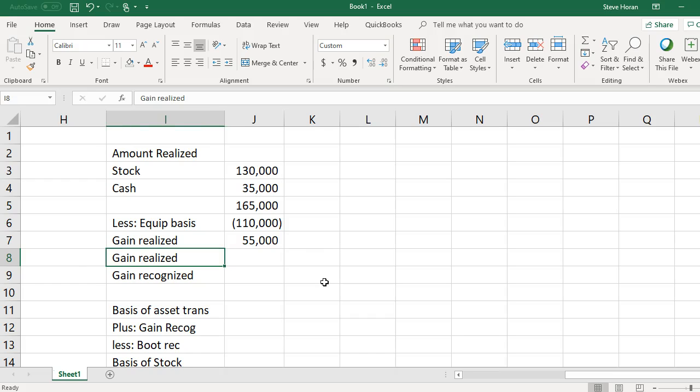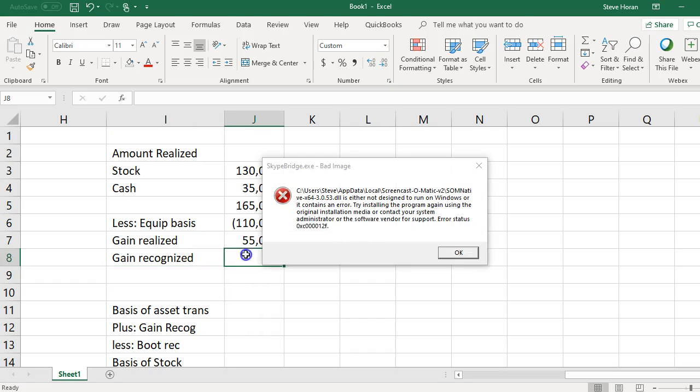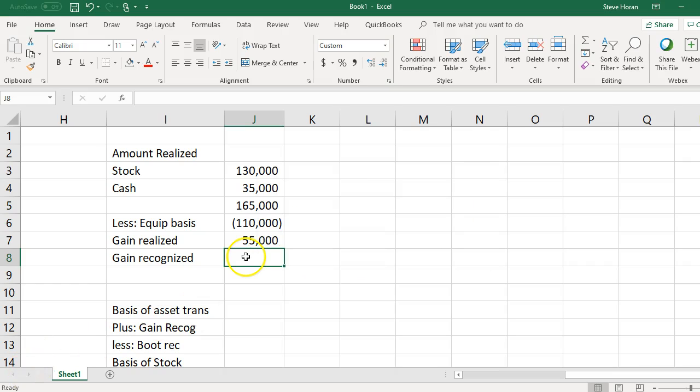Oops, I have gain realized there twice. The second one should be gain recognized right here. So the gain recognized is $35,000. That represents the cash received, which they call the boot. Okay, that's where that $35,000 came from.